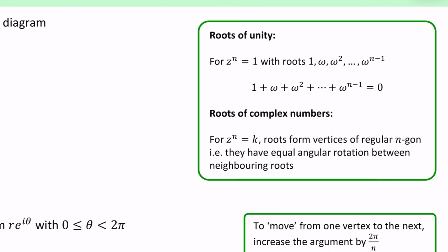If we have z to the power of n being equal to 1, the roots would be 1, omega, omega squared, all the way up to omega to the power of n minus 1. Basically just saying each time you multiply by the same thing to get the next root. There is a fact about this, that the sum of the roots of unity is equal to 0.